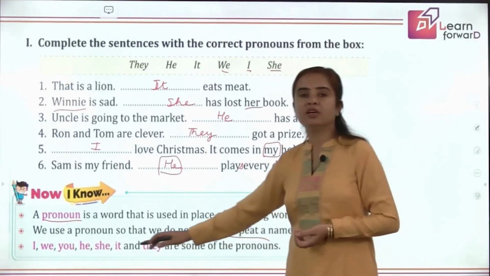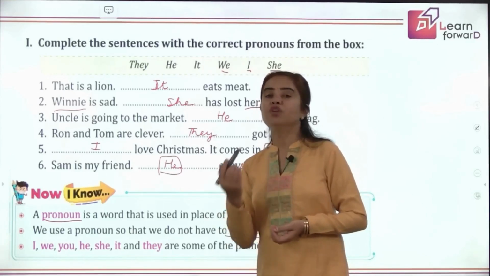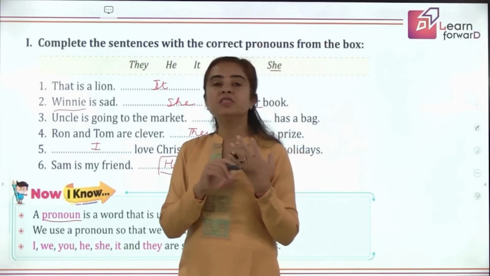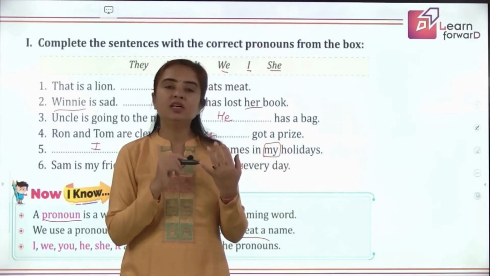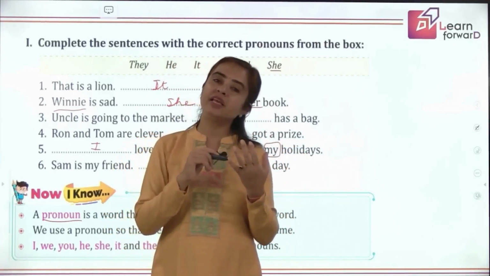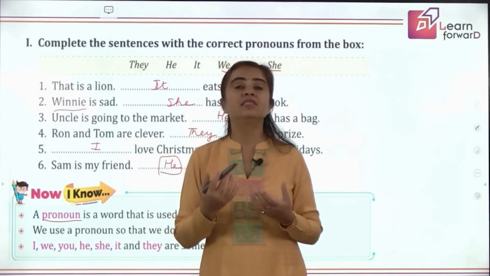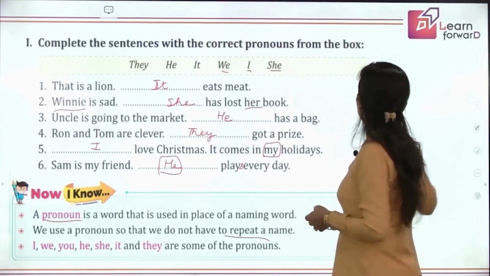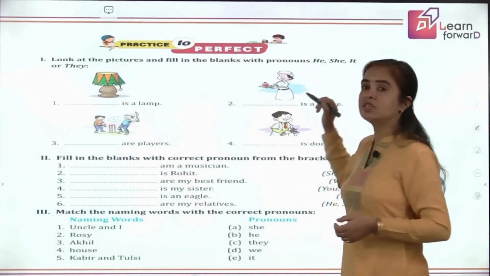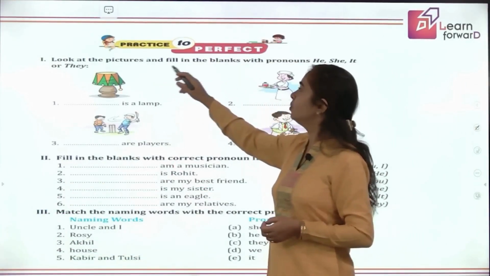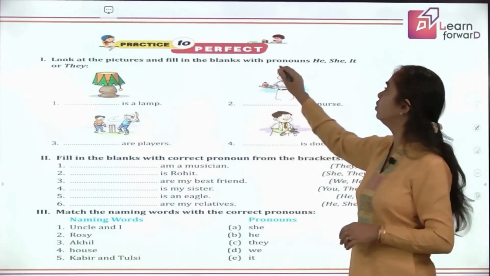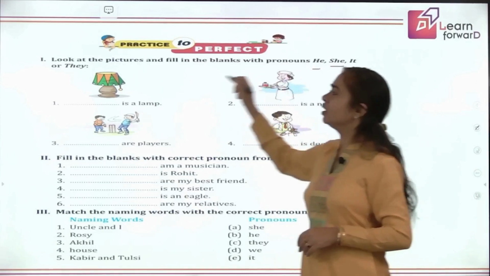Now, these are the different pronouns we have learned. For the first person: I, we, me. For the second person: you. For the third person: he, she, it, they, them, his, her. These are the different pronouns. So, it's time to practice now. Look at the pictures and fill in the blanks with pronouns. And what are the pronouns you have to refer to? He, she, it, or they.